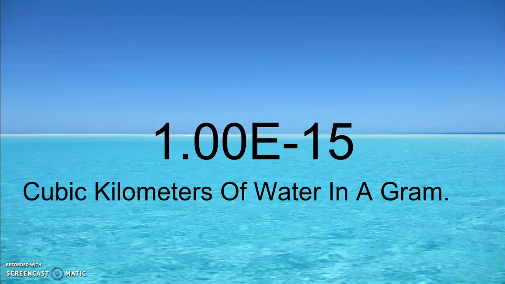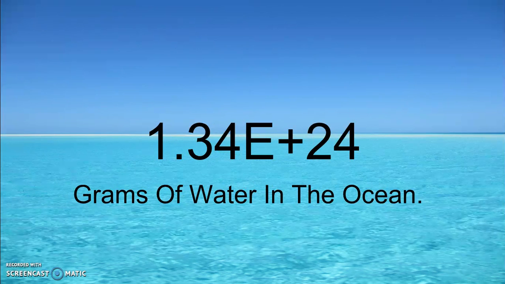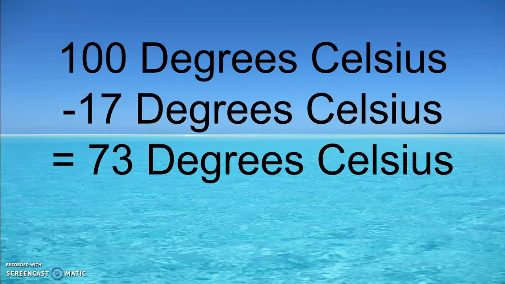And there is this very small number of cubic kilometers of water in a gram. And this is how many grams of water there are in the ocean, which is a humongous number, which is a lot of water to heat up. And this is how much we'll have to heat up the water to boil the ocean.